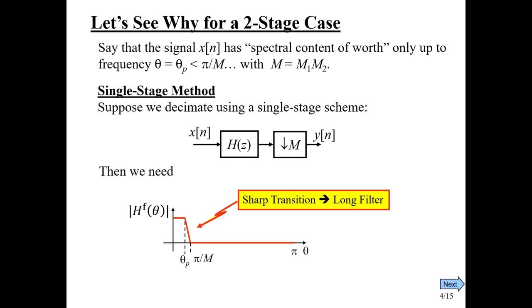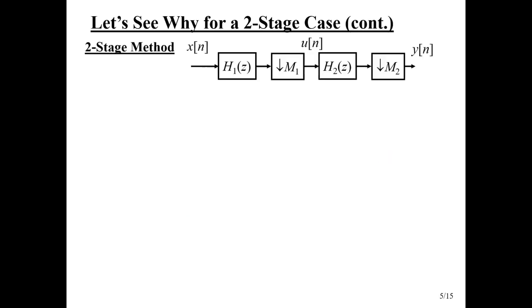So here's a picture. Our theta sub p is somewhere to the left of pi over M. This is our specified stop band that we need to make an Mth band signal, at least an effectively Mth band signal. And I'm showing that as a fairly narrow transition band. So sharp transition means a long filter. We'll see the formula that allows us to do that. Okay, that sets the stage, pun intended, I guess, for the one stage method. Now let's look at the two stage method.